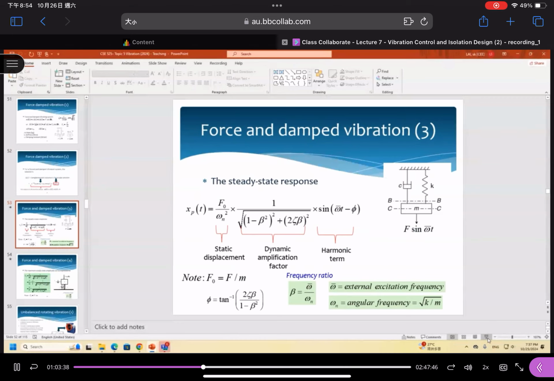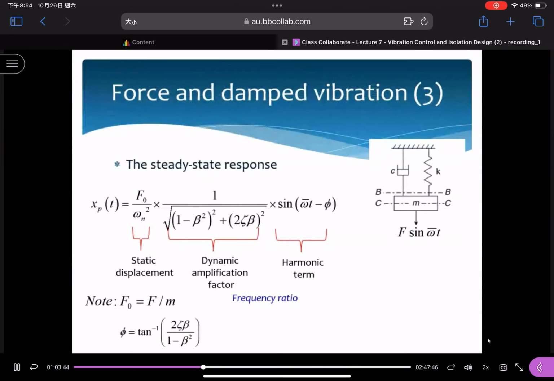Now for the particular solution, I already stated it here, and these equations are given. So again, you just need to substitute all the corresponding parameters into this equation. You can find the steady state response. Let me explain how to find the steady state response under these effects. For the first term, we call this the static displacement. The upper part is F naught. What is F naught? It's the force per unit mass, F divided by M.